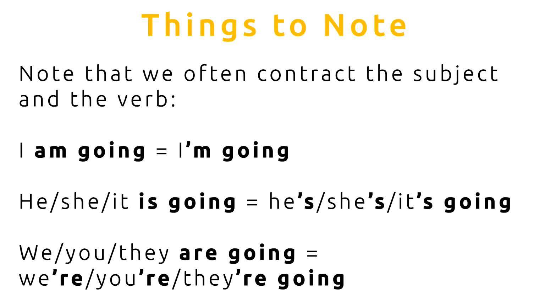So instead of saying, I am going, we can say, I'm going. For example, I'm going to the shop. Similarly, with he, she, it is going, we can say, he's going, she's going, or it's going to the shop. And with we, you, and they, we can say, we're going, you're going, or they're going to the shop. So we contract the subject and the verb.